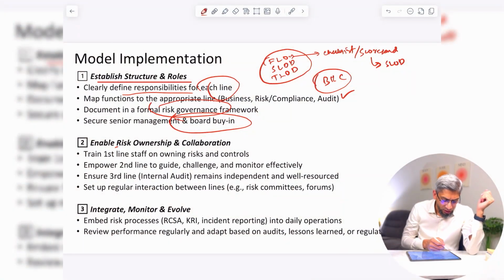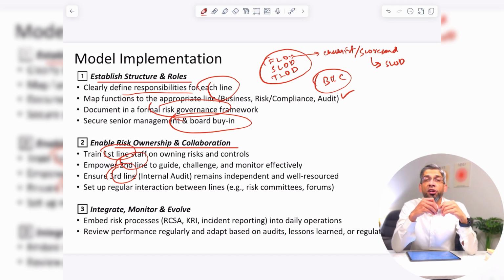Then once you do that, we have to enable ownership and collaboration. As I mentioned earlier, we have to train the first line, second line, and third line about their responsibilities. The first line of defense is always focused on business. They are not that much concerned about risk. So we have to train them.